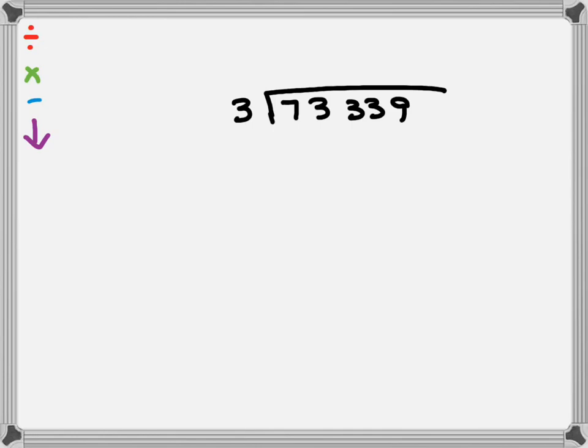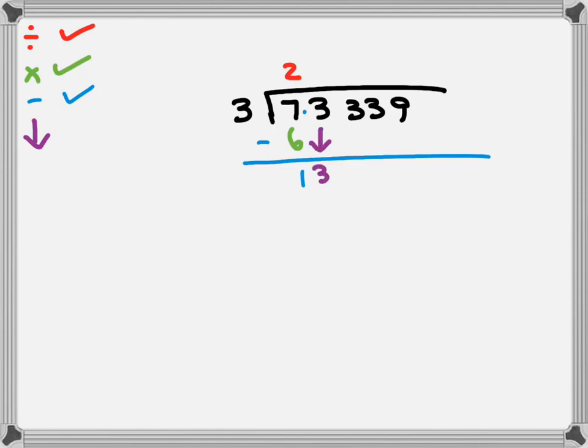Okay, so let's have a look at it. First divide, so 3 into 7 goes twice. Then times, 2 times 3 is 6. Then minus, 7 minus 6 is 1. Then bring down. We bring down the next number, which is 3.